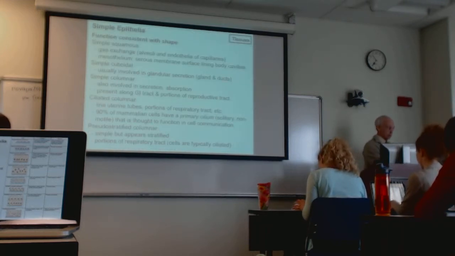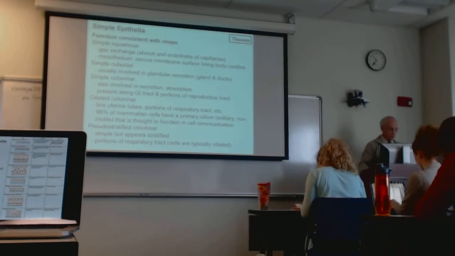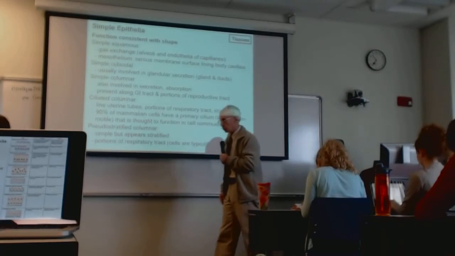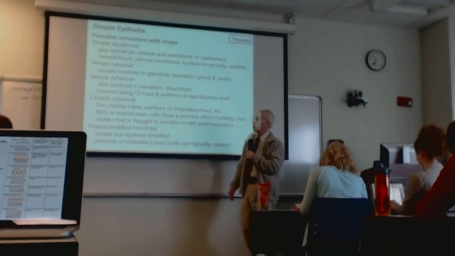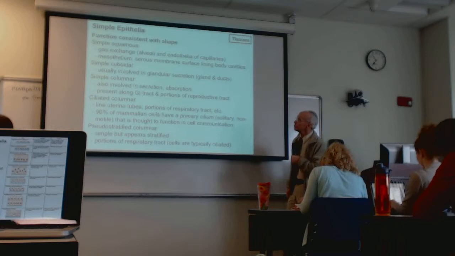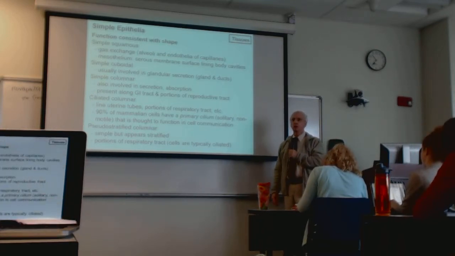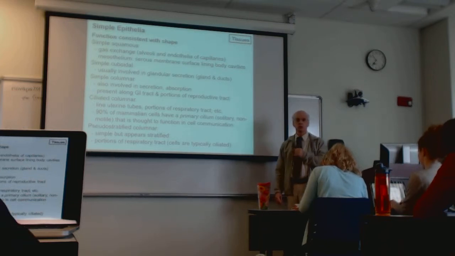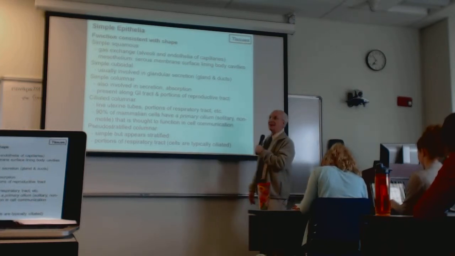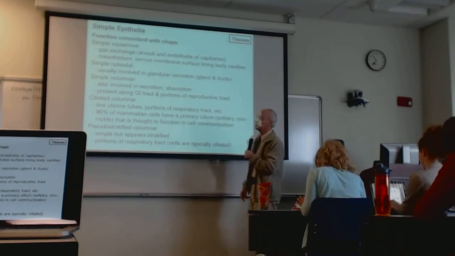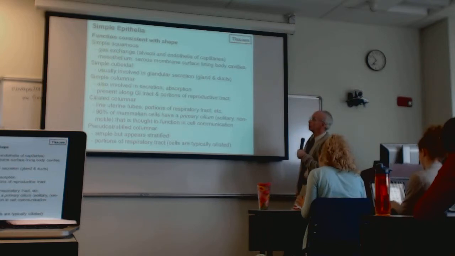So here I'm going to talk a little bit about the functions. The simple squamous epithelium would be well suited, for example, to exchange of gases. There's not much to it. It's flat. Gases can pass readily right through it. The simple cuboidal epithelium, you will find, is mostly associated with secretion. It's a lot of glands, a lot of exocrine glands, and even some endocrine glands are characterized by the cuboidal shape.